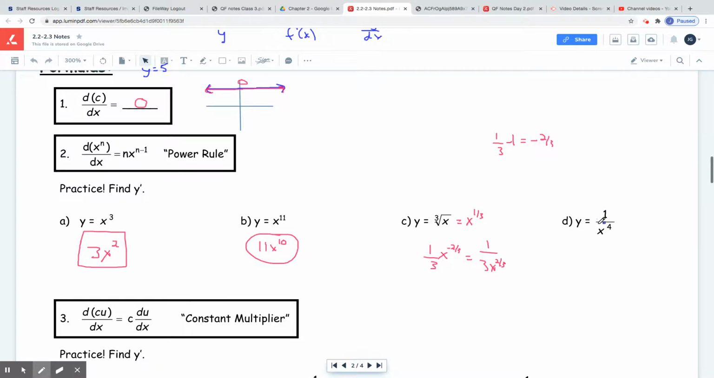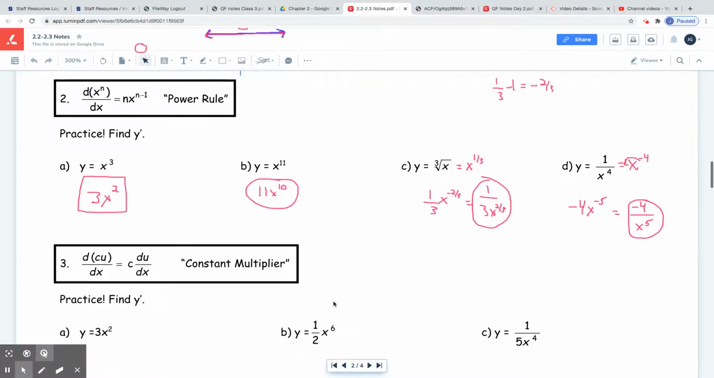This one, we have 1 over x to the 4th. I can rewrite this as x to the negative 4th. Now move that out front: negative 4x. What is negative 4 minus 1? It's negative 5. I'm not allowed to have a negative exponent, so I move the x to the negative 5th to the bottom and make it positive. So negative 4 over x to the 5th is my derivative. The power rule says that you move the exponent out front, keep the variable, and then take 1 away from the exponent. We'll do tons of practice with this.